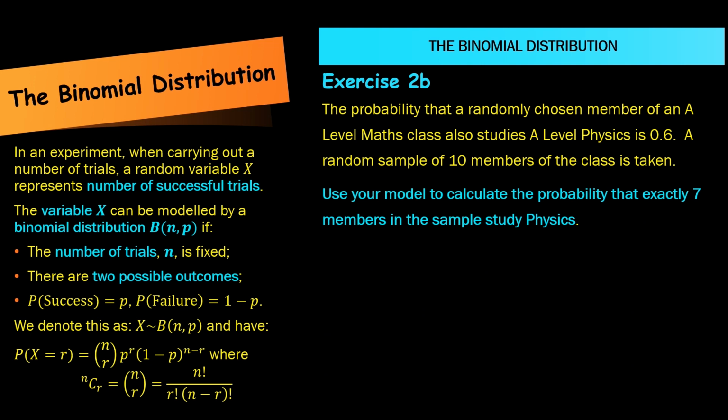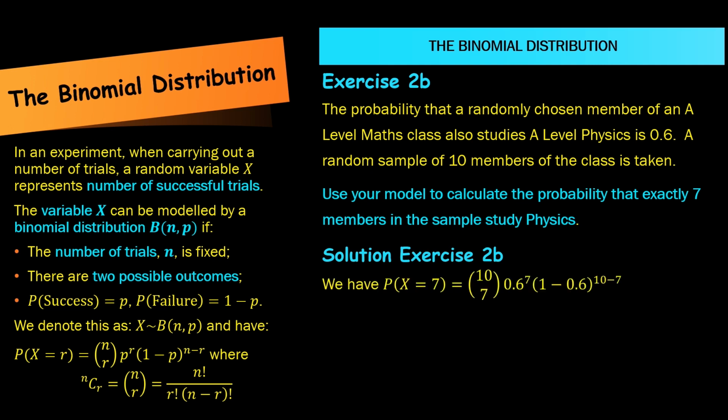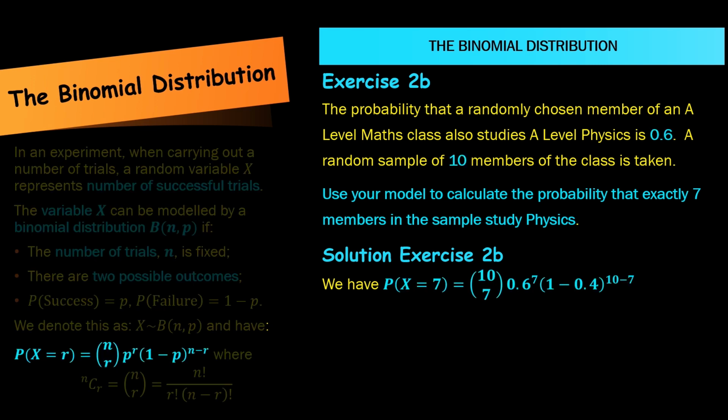And now for part B. We are required to use our model to calculate the probability that exactly 7 members in the sample study physics. So let's solve this. We have that the probability x equals 7 is as given here. So n equals 10, r equals 7, and p equals 0.6. And these have all been plugged into our formula.